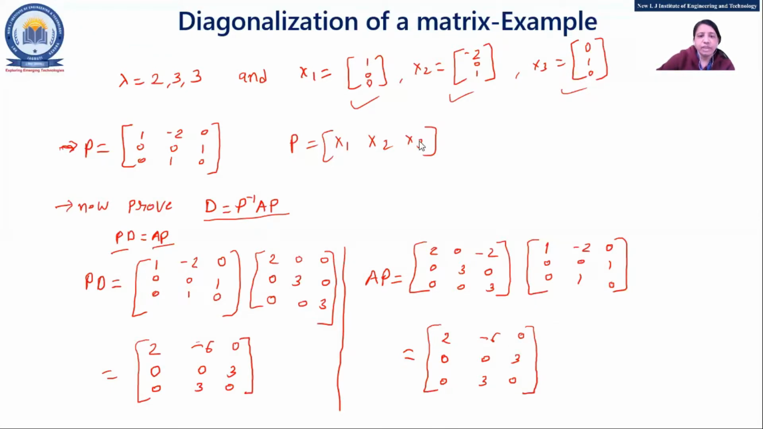Ma'am, x2 and x3 won't be the same? No, they are not supposed to be the same. They are going to be different. We have seen yesterday the method if eigenvalues are the same, how to find the eigenvectors. Same method you need to follow, right?